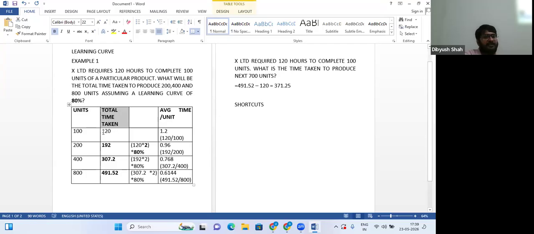To make the first 100 units, you needed 120 hours. When you are telling me 400 units needed 307, that is the total time for all 400 units, no? It includes the first 100 units also. Yes or no? So this 491 also includes the 120 hours that were taken to make the first 100 units.